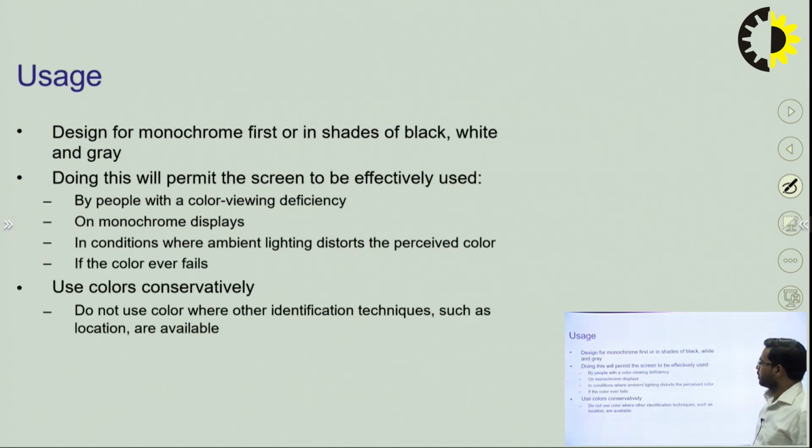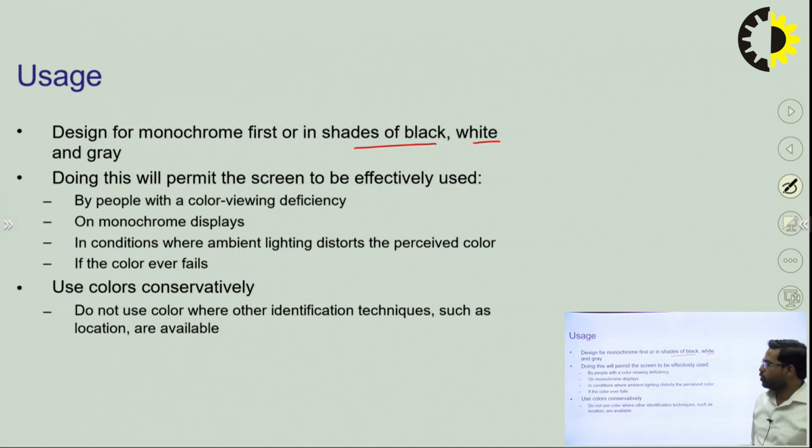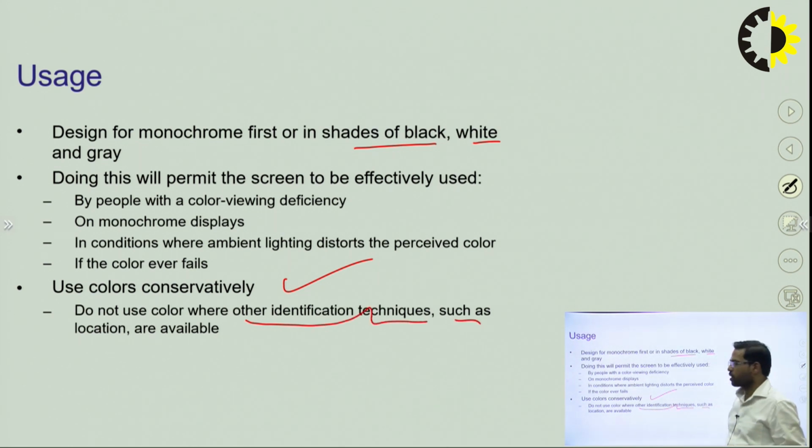Design for monochrome first, using shades of black, white and gray. Doing this will permit the screen to be used effectively. Always use cool colors for the background and warm colors for the foreground. This helps people with a color viewing deficiency, on monochrome displays, and in conditions where ambient light distorts the perceived color, if the color even fails. Use colors conservatively. Do not use color where another identification scheme such as location is available.